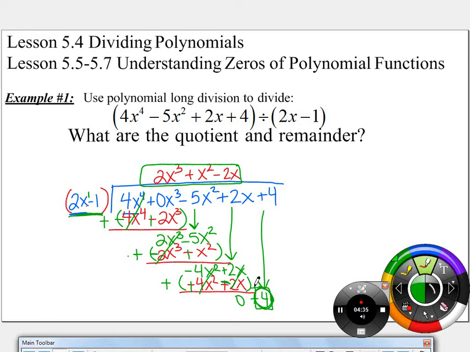So let's think about how we write that. The first question is, what is the quotient? The quotient is the answer to the division problem. So the quotient is 2x to the third plus x squared minus 2x plus this extra remainder of 4. Remember how we can write that: we can put 4 over whatever we were dividing by, and in this case, that's 2x minus 1. So this is one way to write the solution.